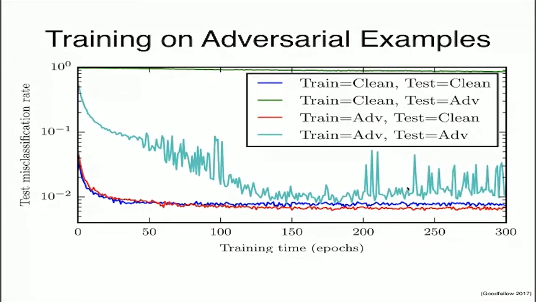The cyan curve that moves down across the middle of the plot, that's the error rate on adversarial examples if we train on adversarial examples. So training on adversarial examples actually does seem to help. The other really interesting thing is that the red curve, the performance on clean examples when we train on adversarial examples, actually goes lower than any of the other curves. So training on adversarial examples is a good regularizer that can reduce your test error.